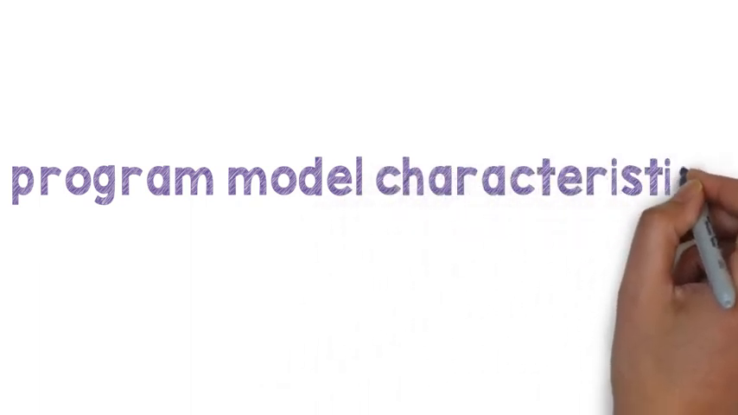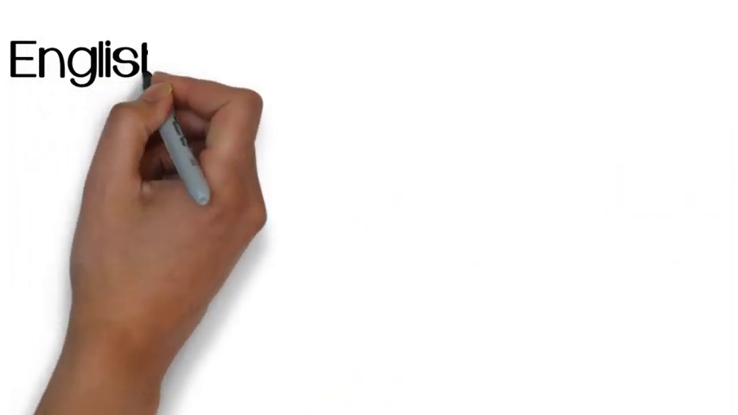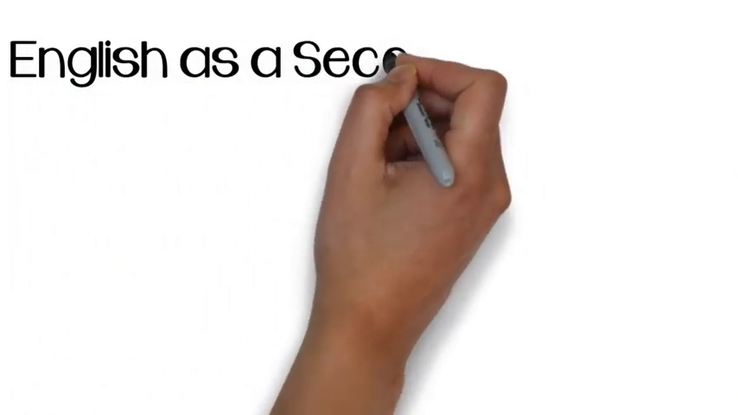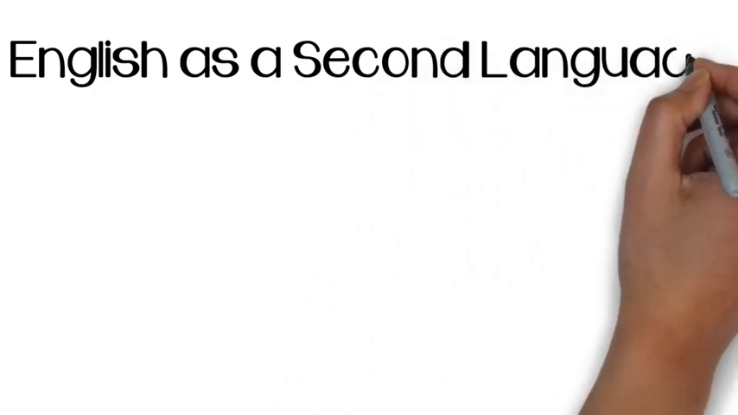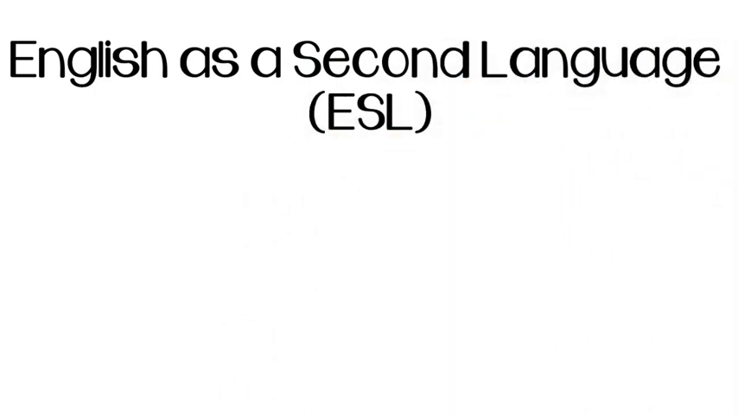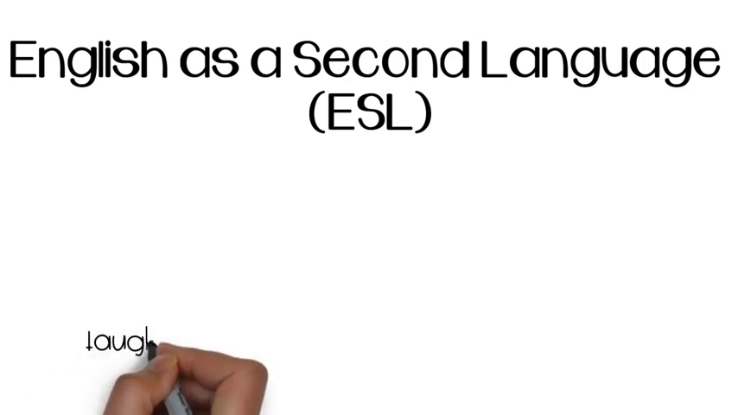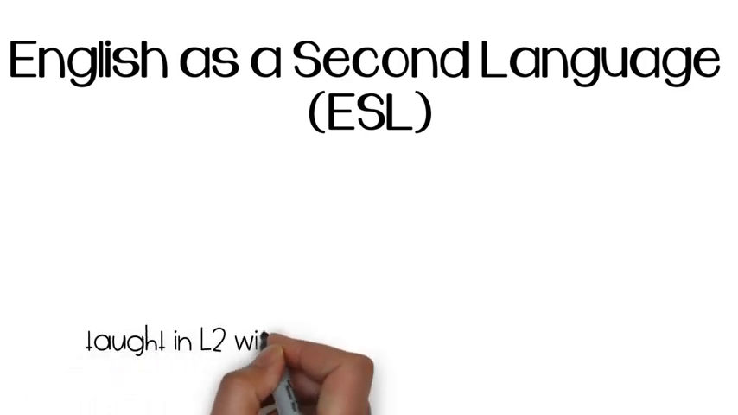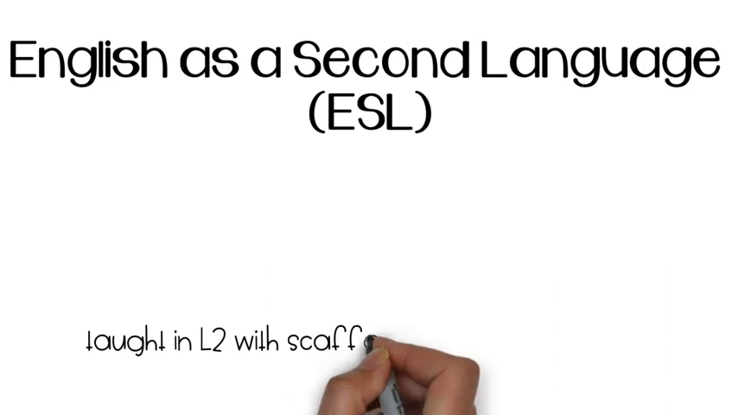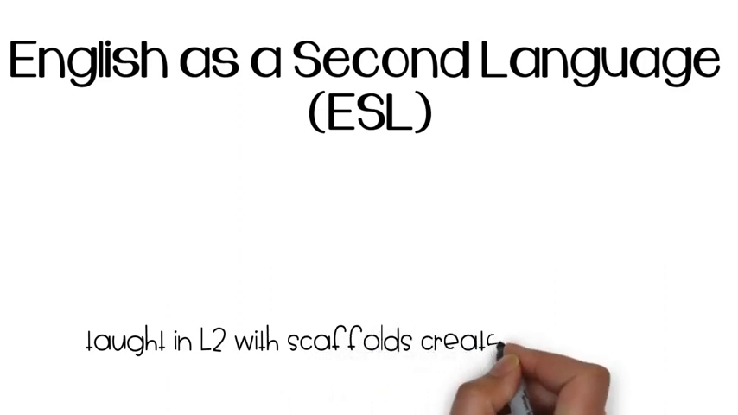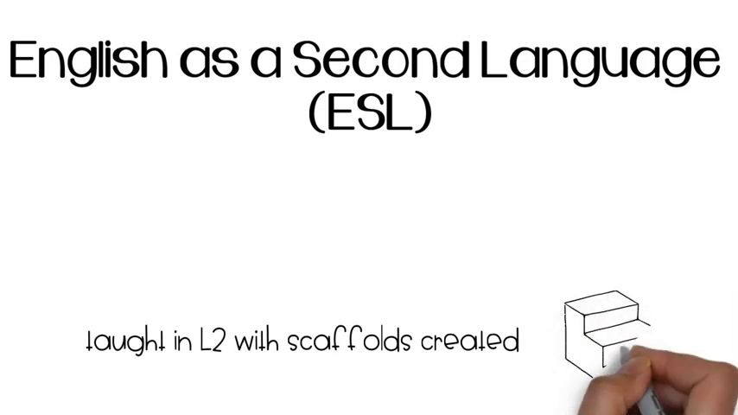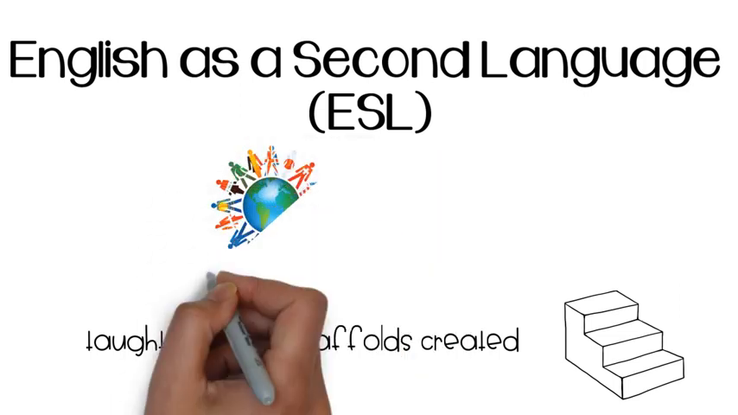Each language program has different characteristics and concerns. In English as a Second Language, or ESL programs, students are taught in L2 with scaffolds created. The teacher's goal is to make sure the students feel success at their level until higher levels of content rigor can be met. The best situation would be a content-based program that focuses on many situations to use language interaction where students feel comfortable. Hands-on and real-life lessons are used to best relate to CLD students.